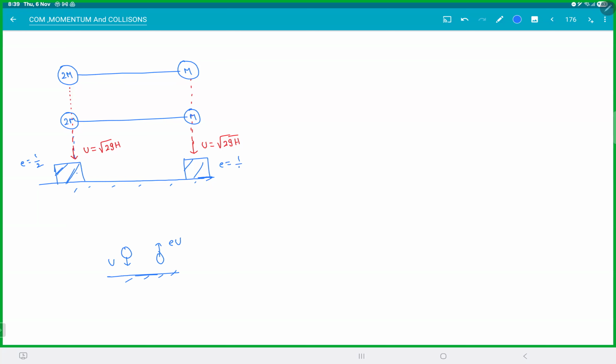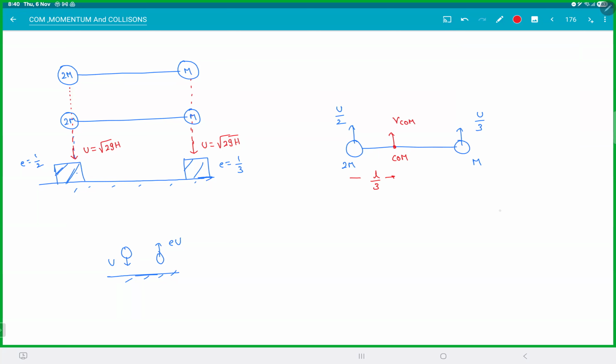So after collision, the 2m will bounce with a speed of u by 2 and this will bounce with a speed of u by 3. Right? And the center of mass will be somewhere here at a distance of L by 3. So the center of mass itself is going with some other speed, Vcm. You can calculate that also.